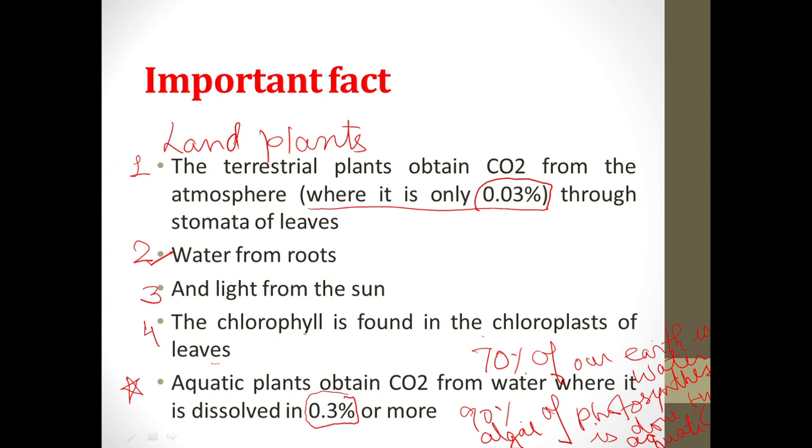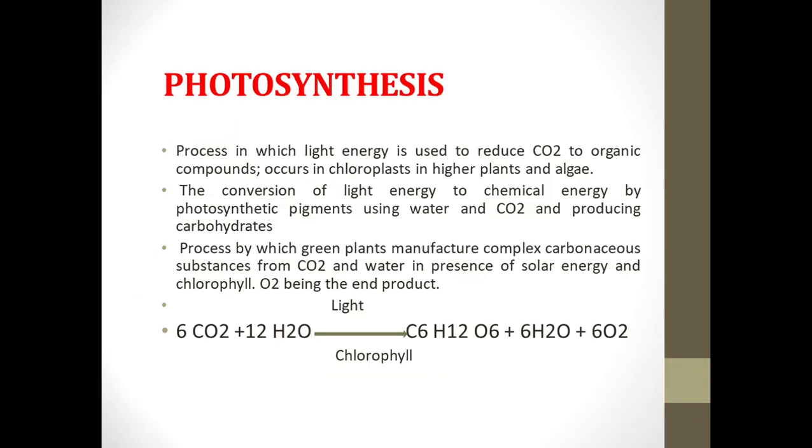Land plants are less in number as compared to aquatic plants, and aquatic plants have more available CO2 in the dissolved form. Now, what is photosynthesis? Again, it is a process in which light energy is used to reduce CO2 to organic compounds, occurring in chloroplast in higher plants and algae.